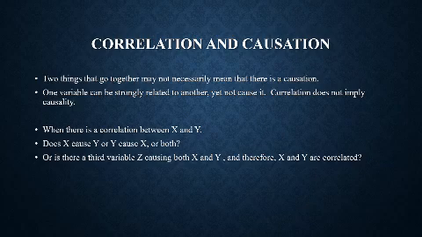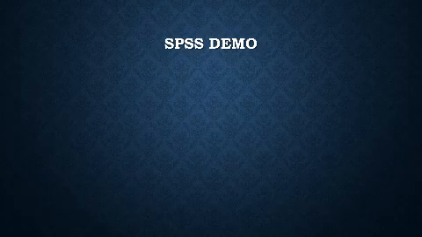Correlation and causation. Correlation does not imply causation. For example, ice cream sales and drowning may be correlated, but both are caused by hot weather. Ice cream sales increase with hot weather, and people drowning can also be caused by the hot weather because they might go to the river. So we always ask: does X cause Y, does Y cause X, or is there a third variable responsible for both? We can see this using an SPSS demo, which will be uploaded a little later. I will be showing that demonstration here.